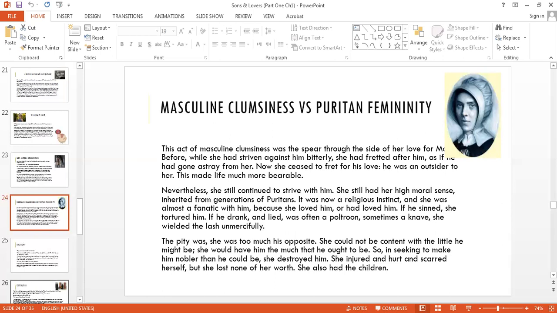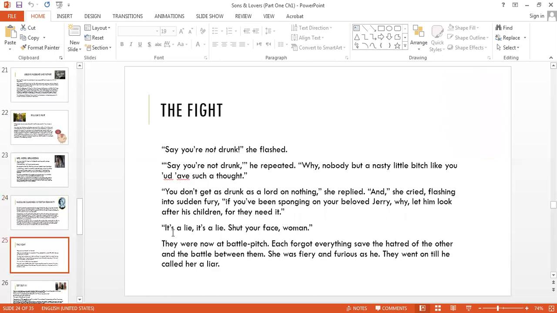This is a very beautiful description. So, in seeking to make him nobler than he could be, she destroyed him. She injured, hurt, and scarred herself, but she lost none of herself. Because why? She had her sons.